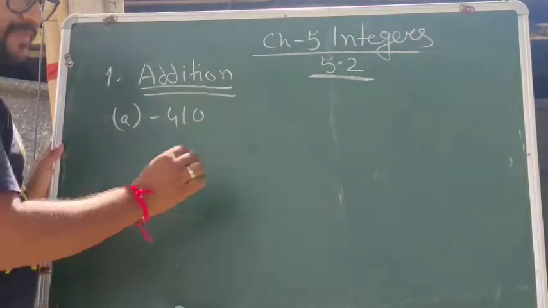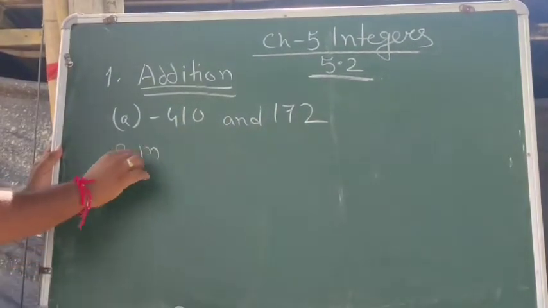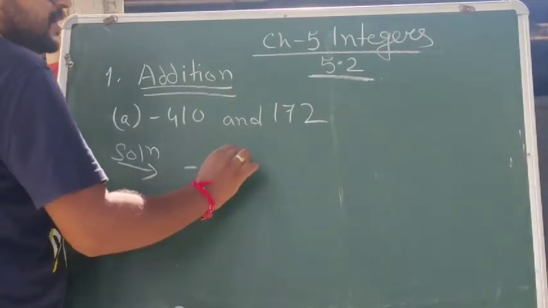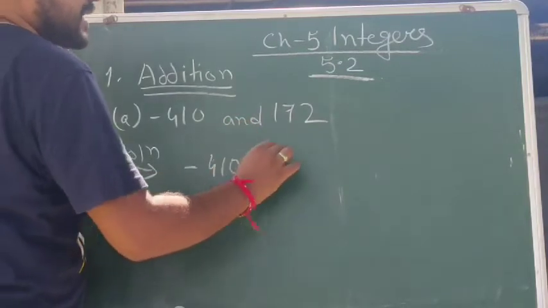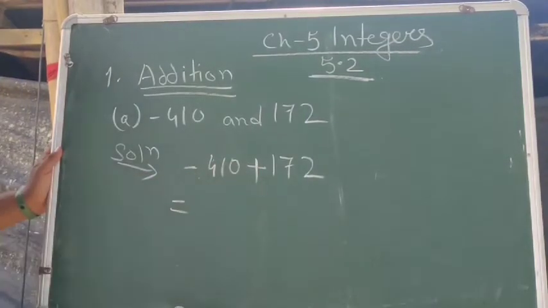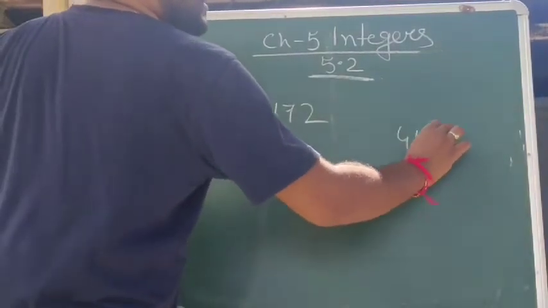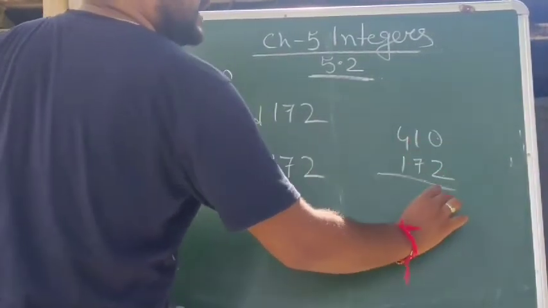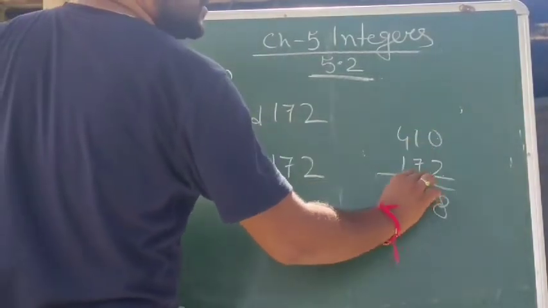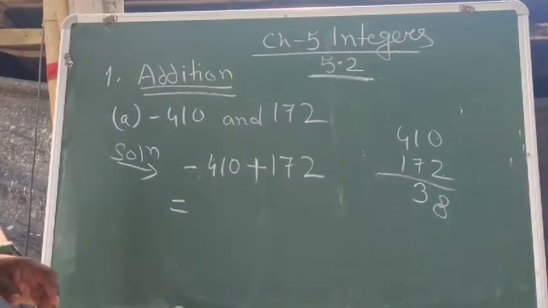Minus 410 and 172. When you do this addition, what will it be? Minus 410, in place of 'and' you have to write the plus sign, then 172. Minus plus is minus. Since minus plus is minus, you have to subtract. So let us subtract 410 and 172. How much will you get? You will get 238.